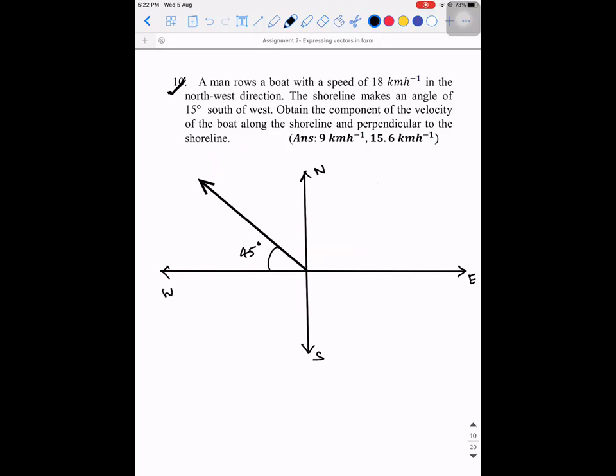The shoreline makes an angle of 15 degrees south of west. Obtain the component of the velocity of the boat along the shoreline and perpendicular to the shoreline. So this is a velocity, 18 meter. Right? Is it clear?